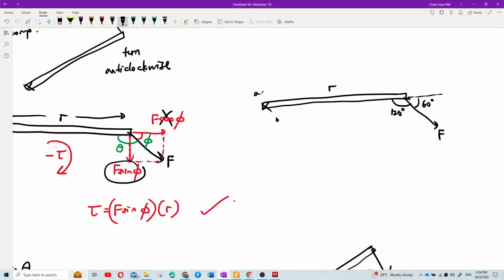This is the axis of rotation. R is from here up to the point of force. So how do we find the torque? It's easy, class. Just use F R sin 120. Understand? That's all.